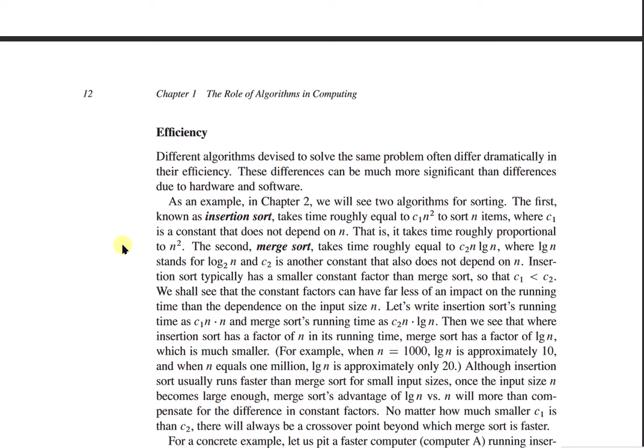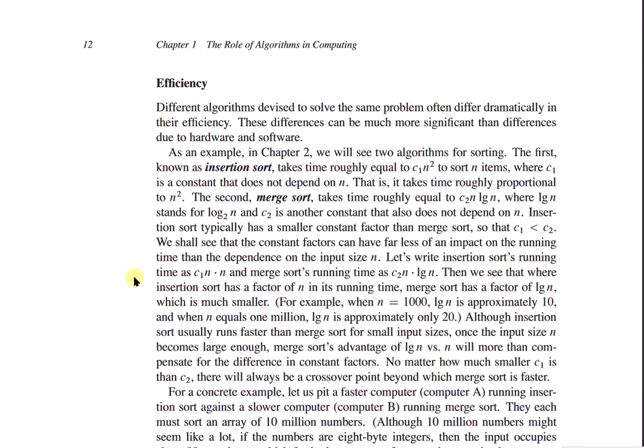The second, merge sort, takes time roughly equal to C2 n log n, where log n stands for log to the base 2 of n, and C2 is another constant that also does not depend on n. Insertion sort typically has a smaller constant factor than merge sort, so C1 is less than C2. We shall see that the constant factors have far less impact on the running time than the dependence on input size. Let's write insertion sort's running time as C1 n squared, and merge sort's running time as C2 n log n.